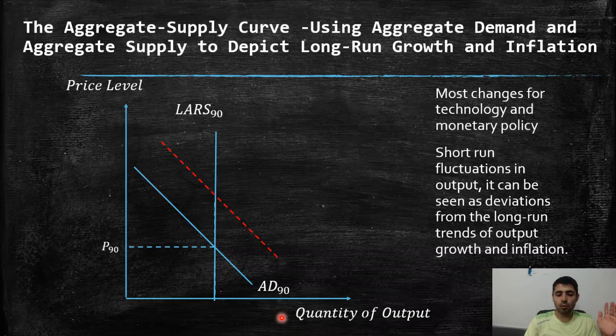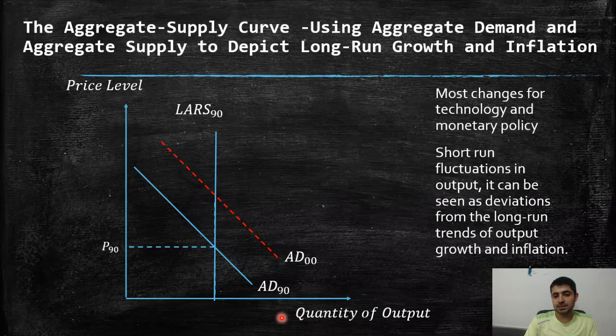If we want to think of changes in the monetary policy, we have here an increase of all the variables of the GDP. So we have higher investment, higher consumption, higher net exports. So here we have the situation of the aggregate demand in 2000.